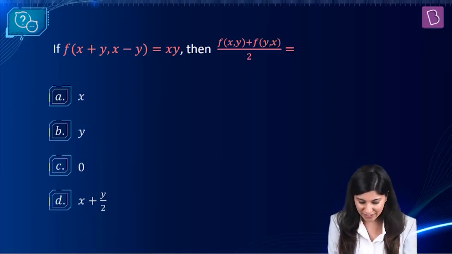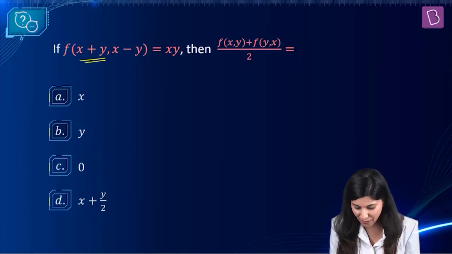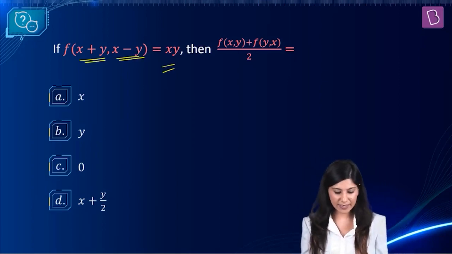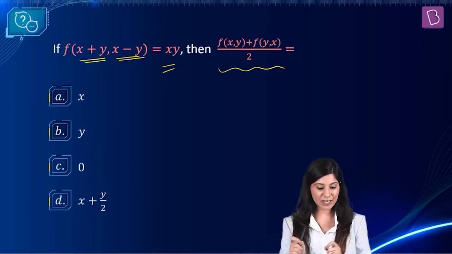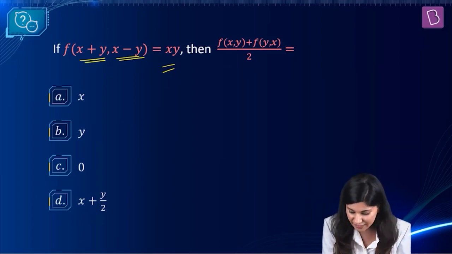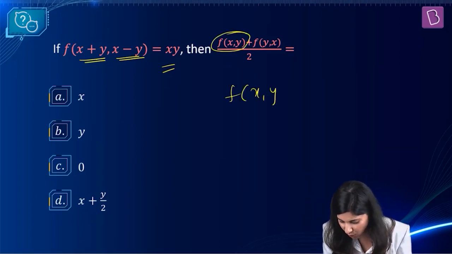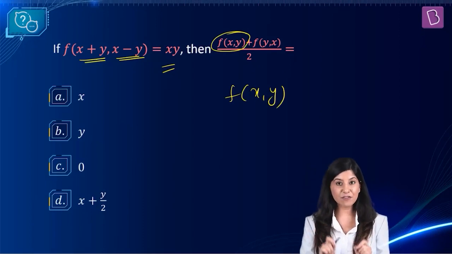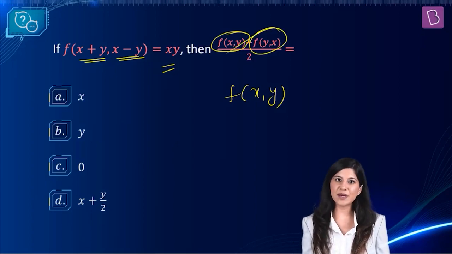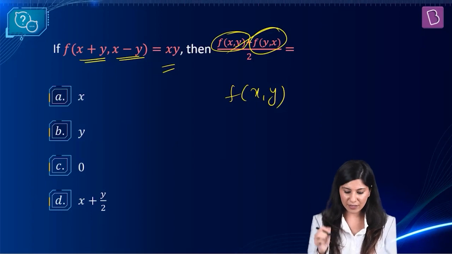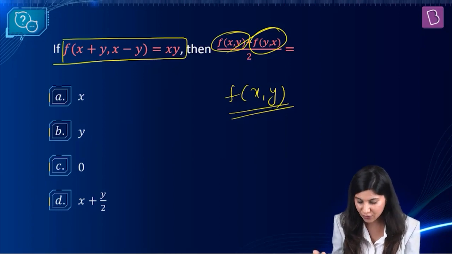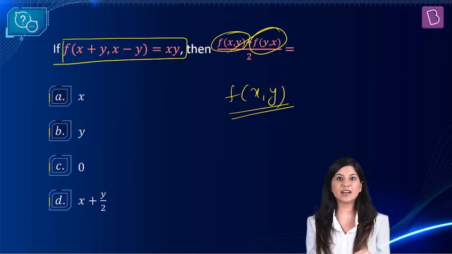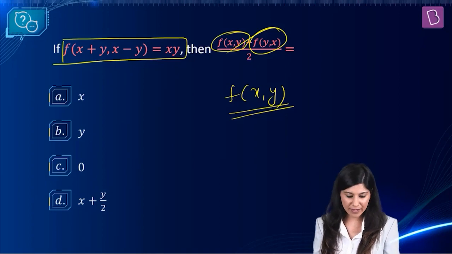Alright, so in this question it is given that if f of x plus y comma x minus y equals xy, then we need to figure out the value of f of x comma y plus f of y comma x, by 2. So we need to actually figure out f of x comma y first of all. Once we get f of x comma y, we can easily interchange x and y to get f of y comma x. So let's focus on getting f of x comma y. By using this relation, we are going to get the expression of f of x comma y. How do we do that?